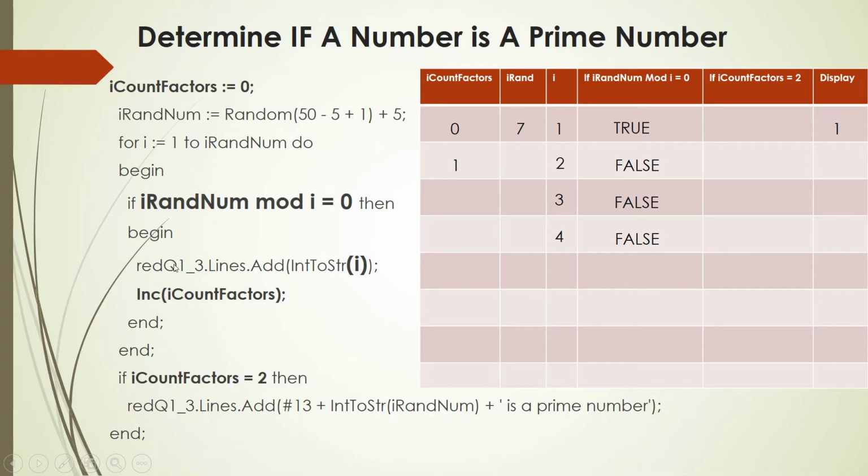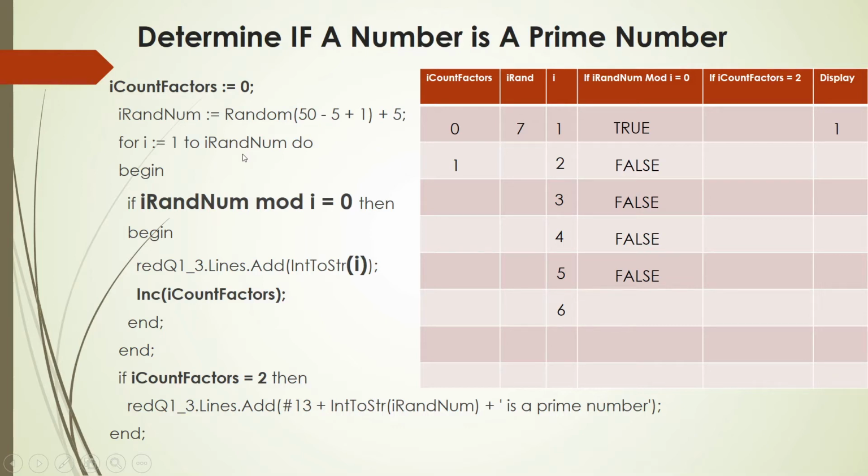I do not execute statements. At the end, I now becomes 5. I check my condition. That's true. I now check if 7 mod 5 equals 0. False. If that is false, I do not execute. I now becomes 6. I go back up, check my condition.